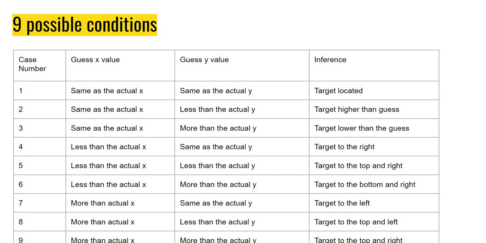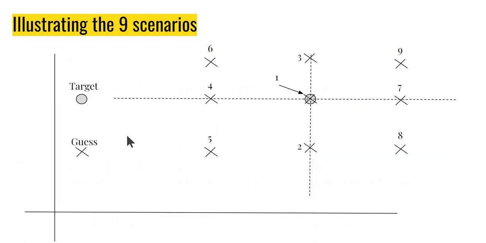which have all been listed here. Now, this is for your reference. Take a look at this. Basically, I've identified the 9 scenarios. The first scenario is the one where both have become equal and the target has been located. Otherwise, I have x is same, y is less, and so on and so forth. Now, just to facilitate the understanding, I have given you a diagram here. Case number one is when the target has been exactly guessed. Case number two is that I got the x value correct, but the y value is lower. Case number three is y value is higher, x value is correct, and so on and so forth.